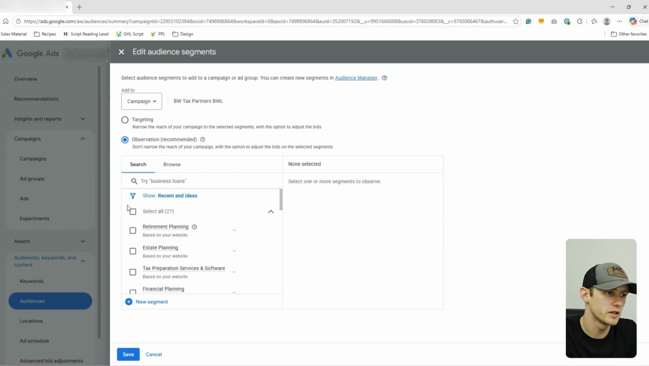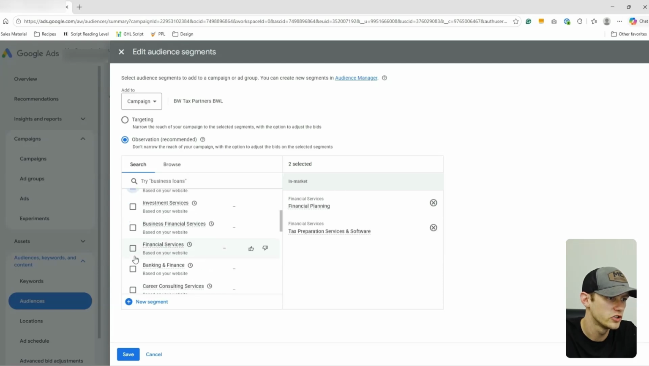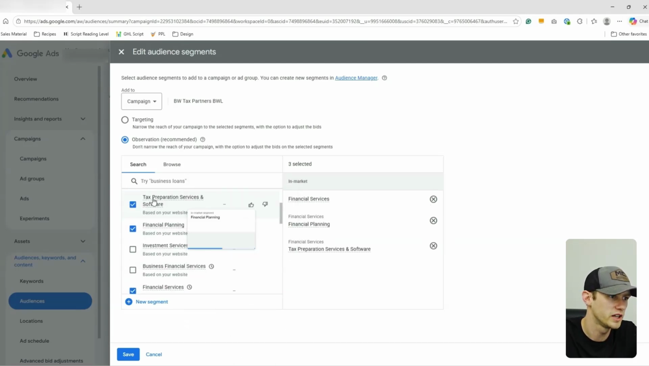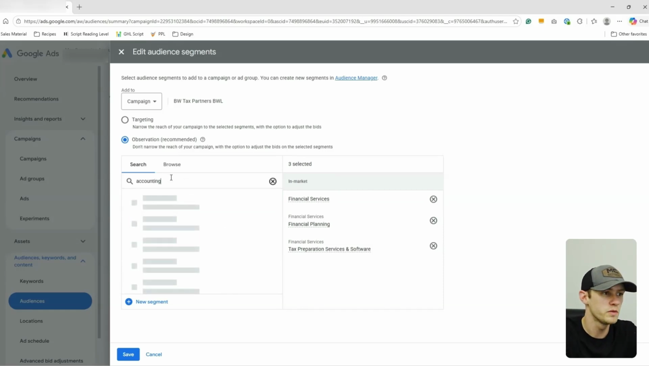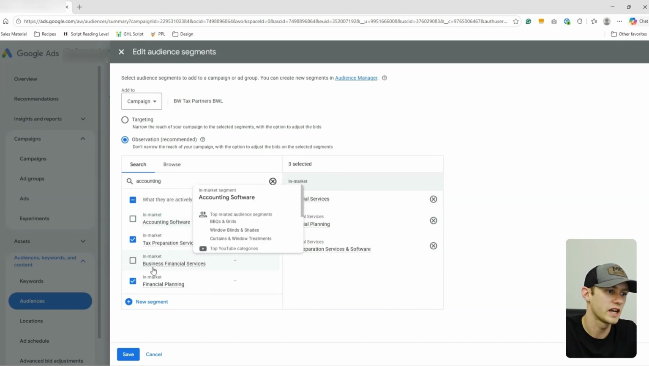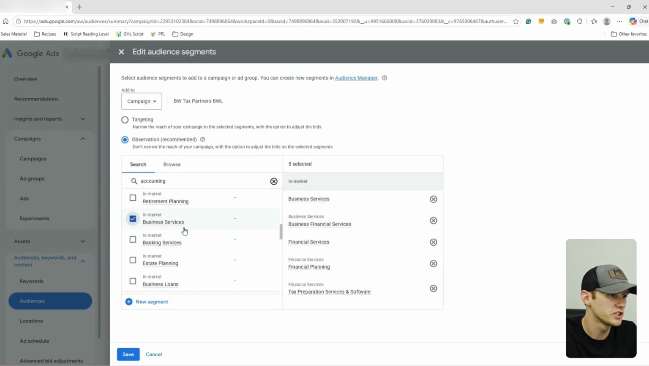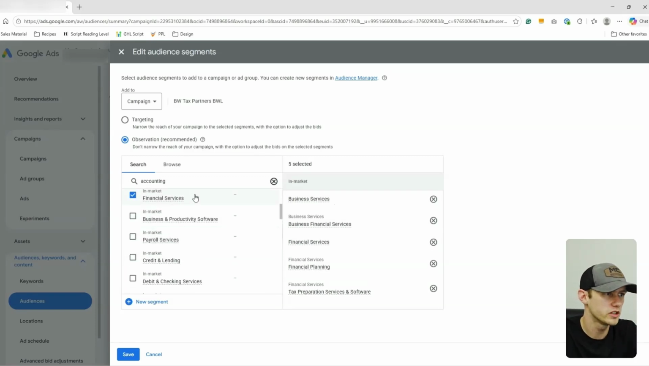So what we would recommend here is turning on audiences that are specific to what they offer. So we've got financial services, we've got financial planning, and tax preparation services and software. We may look at accounting. So we've got accounting software, business financial services are good. Business services are likely good. It's very broad, but it could be good.